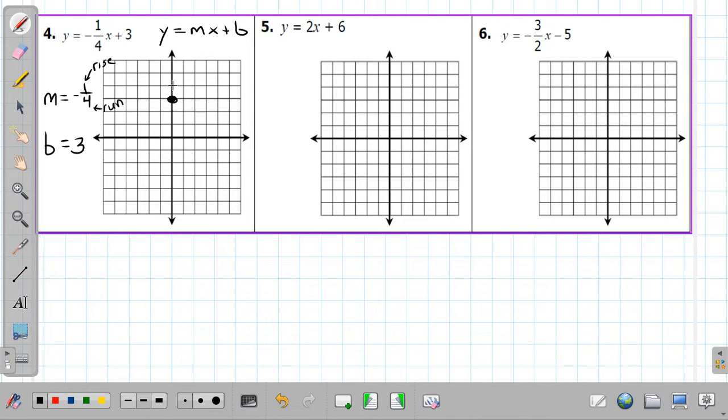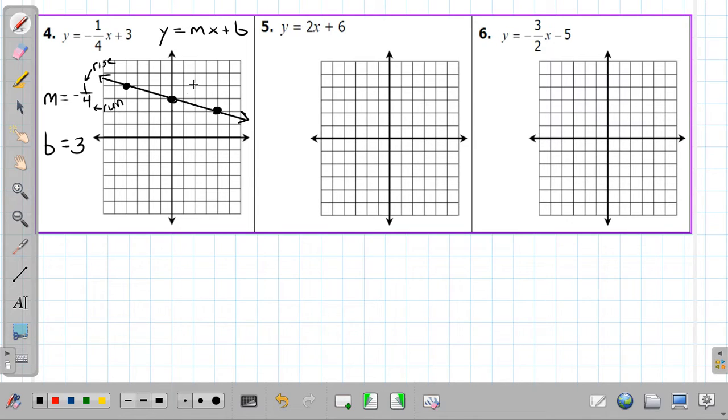If I go up 1, I'm going to have to go to the left 4. 1, 2, 3, 4. If I go down 1, then I've got to go to the right 4. 1, 2, 3, 4. But regardless which way I go, you can see all these points fall on the same line. So if we graph this, you should get a line that looks something like this.